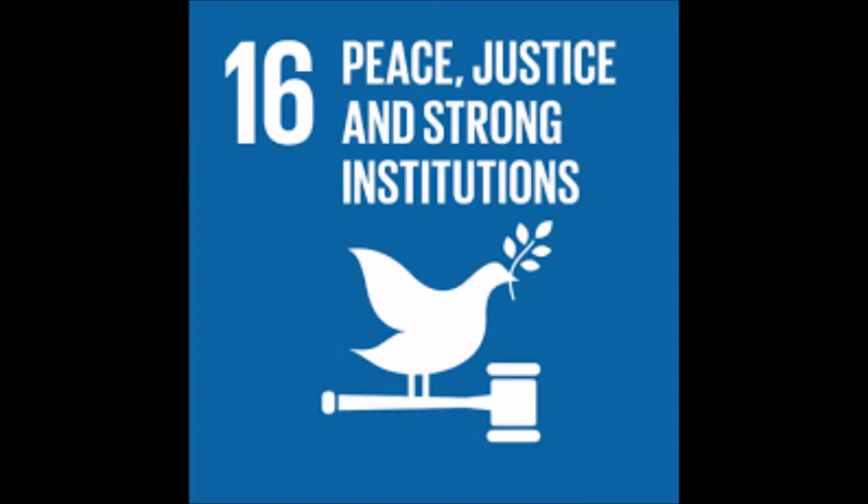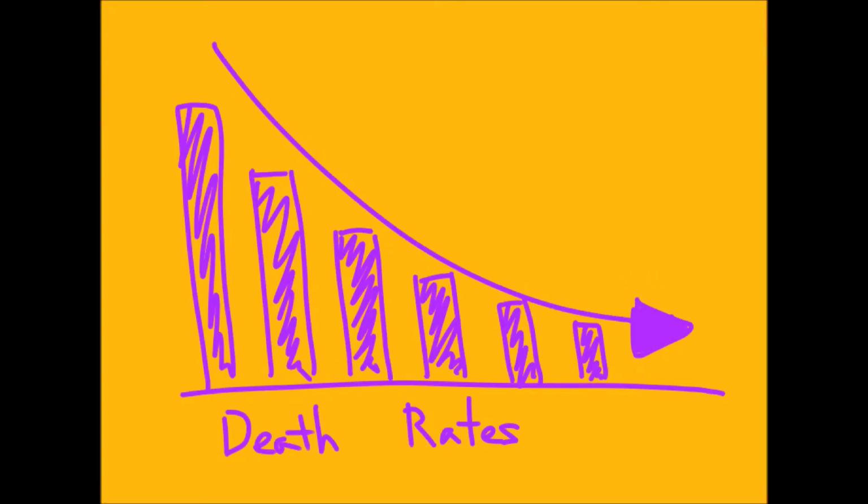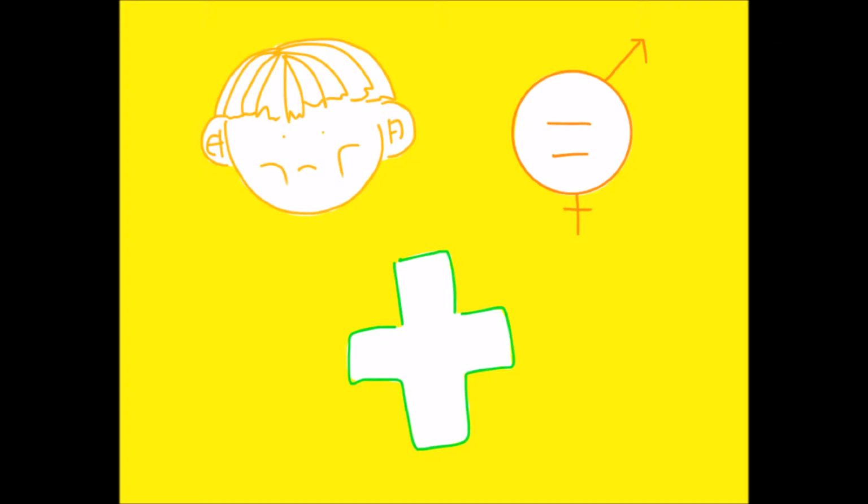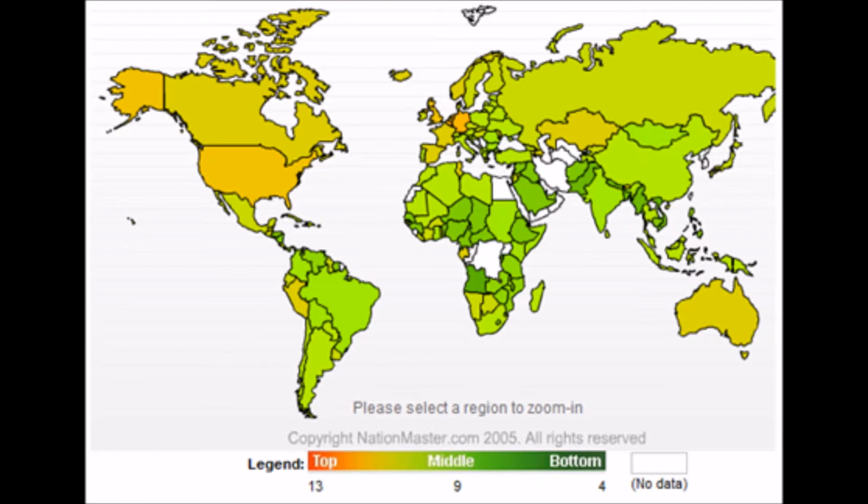SDG 16 stands for Peace and Justice. The target of SDG 16 is reducing death rates, which means it is related to hunger, gender equality, and health. In 2015, between 5.2% and 6.7% per 100% worldwide were victims of intentional homicide. This is still a big problem for developed and developing countries.